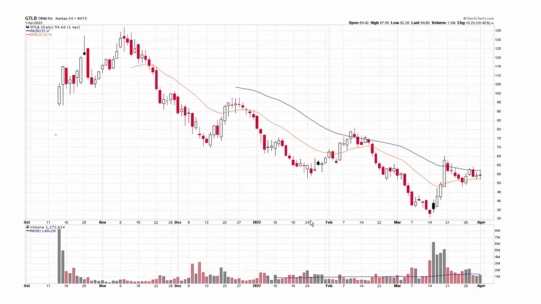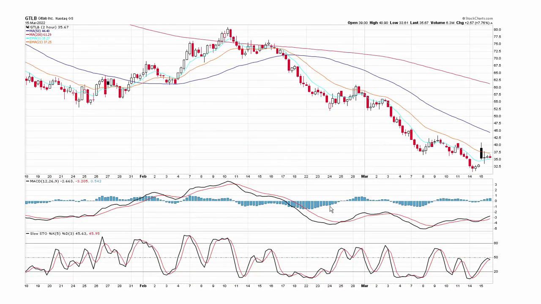Last example, GitLab, weak stock trending down. This is a bounce within a downtrend, bounce within a downtrend, bounce within a downtrend. Let's zoom in over here and see what I saw. So here is the 2-hour chart, okay? And this is what was going on here.